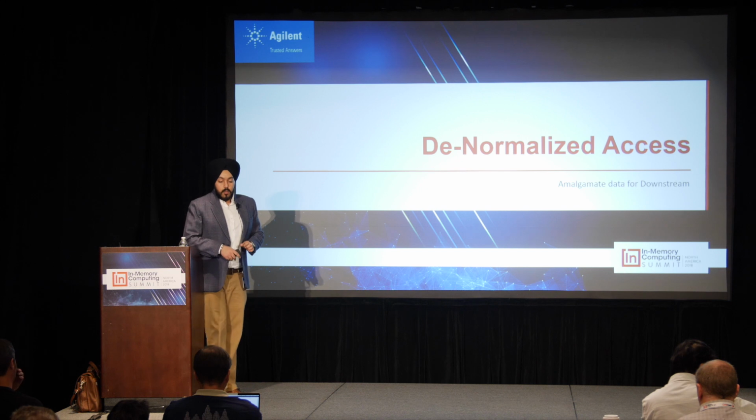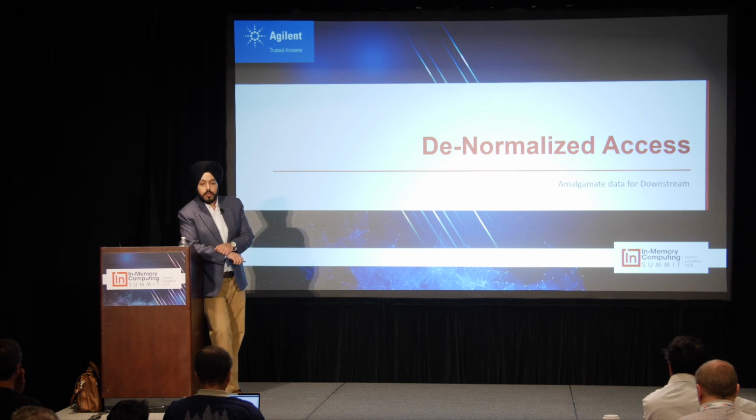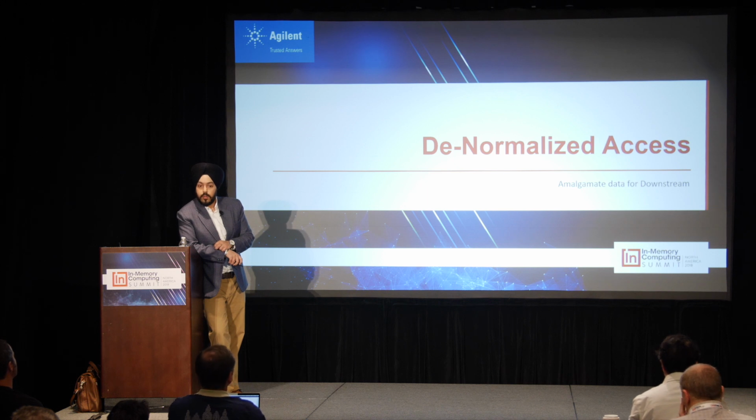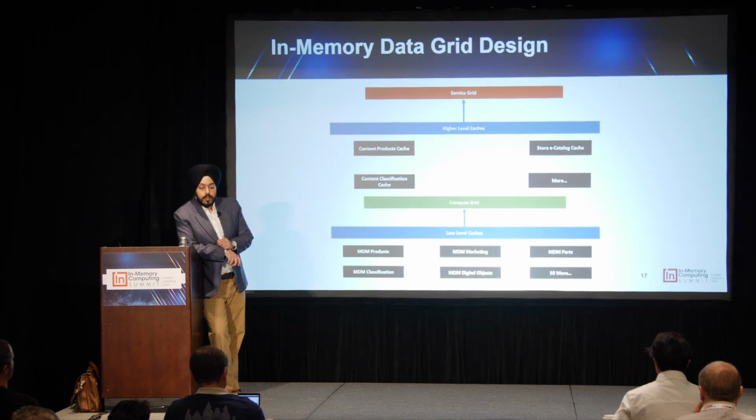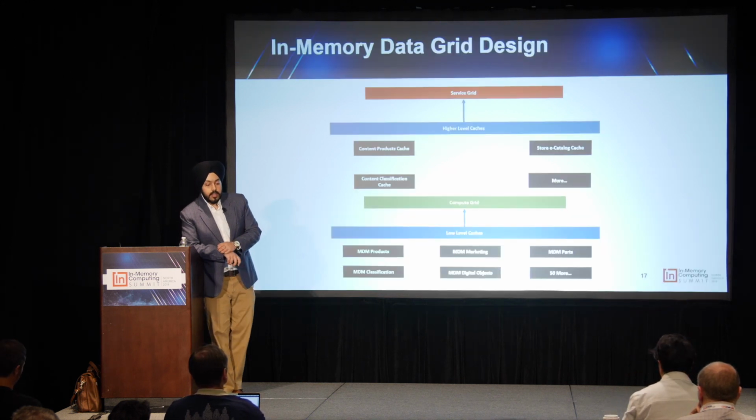All right, so that's how we helped our downstream applications to not import huge data. But how do we solve the problem of accessing normalized data? And how does in-memory data grid systems help us with solving access to denormalized data? Let's talk about the data grid design a little bit.